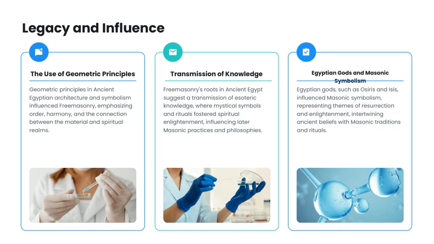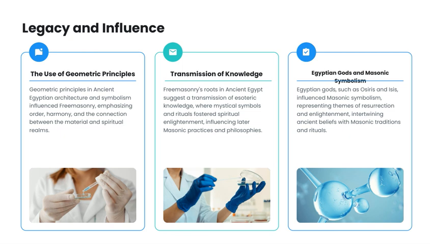Let's explore the legacy and influence of ancient Egyptian principles on later traditions. First, the use of geometric principles played a vital role. These principles, order, harmony, and balance, are evident in Egyptian architecture and symbolism, and they deeply influenced Freemasonry. Freemasons adopted these ideas to emphasize the connection between the material world and the spiritual realm, highlighting the importance of structure and harmony in both physical and spiritual pursuits.